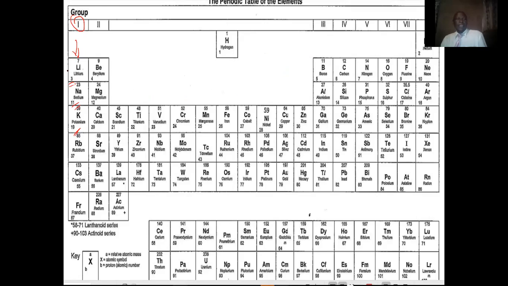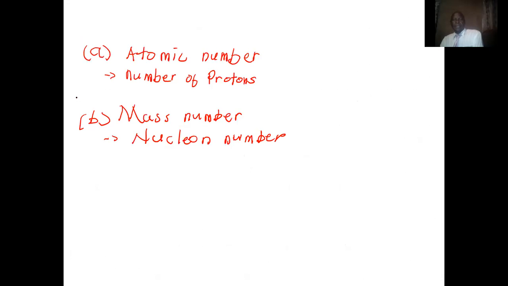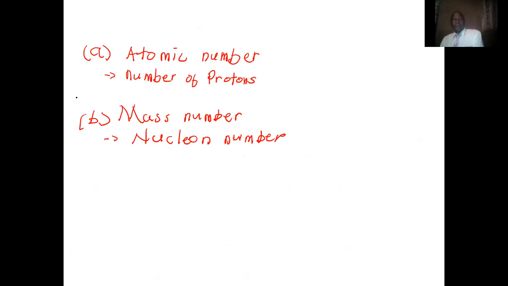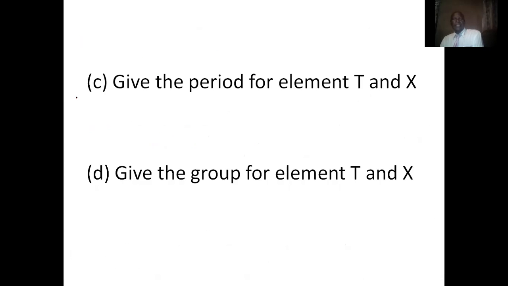And so from the periodic table here, we are aware that these are the periods. Helium and hydrogen are in period 1, and then these would be in period 2, and these would be in period 3, depending on the number of shells. Okay, so we have done this one.